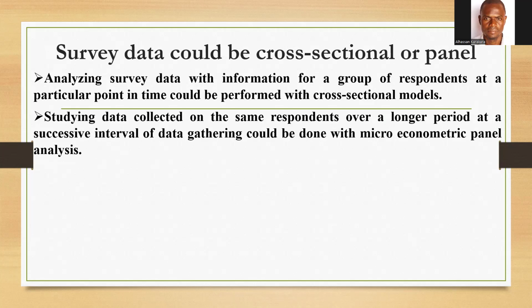If data is also collected on some respondents over a period of successive intervals, that is, you collect data for a specific year on a number of respondents, then in 2-3 years' time, you go back and collect the same data on the same respondents, then maybe in another 3 years after the second round, you go back to the same respondents, then that is microeconometric panel data. So you will need a panel form of analysis.